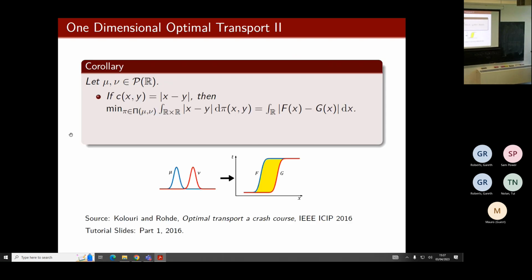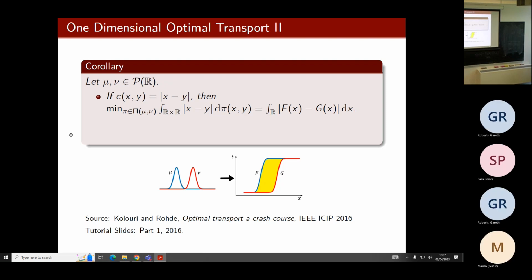Yeah, exactly. So if the cost function is just equal to the difference between x and y, then the optimal transport cost is just the L1 difference between the cumulative distribution functions. This is represented here. If I have my measure mu here and my measure nu here, and I plot the CDFs, the optimal transport cost is just the area of this yellow curve here.